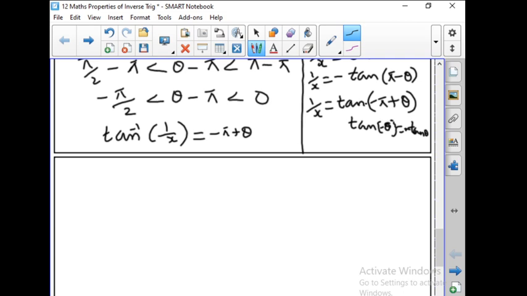What is theta? Theta we have assumed as cot inverse of x. So this is equal to minus pi plus cot inverse of x, for x less than 0. So is it clear? I hope all of you have understood this.